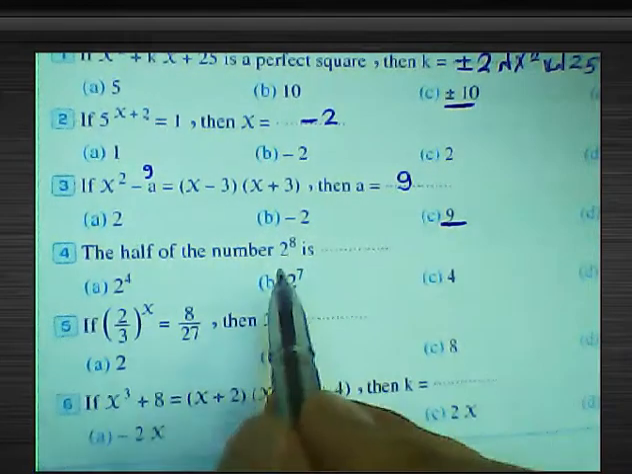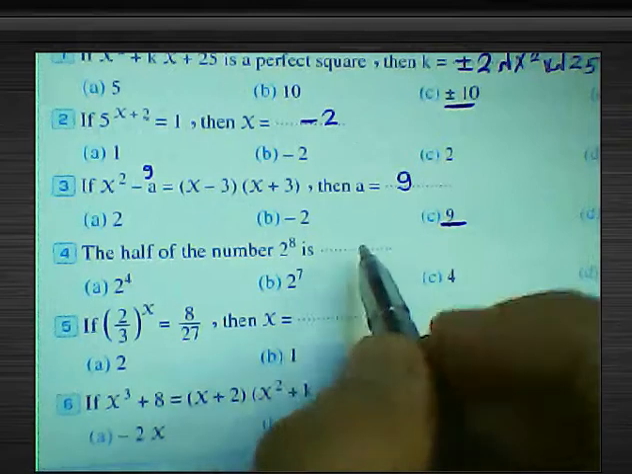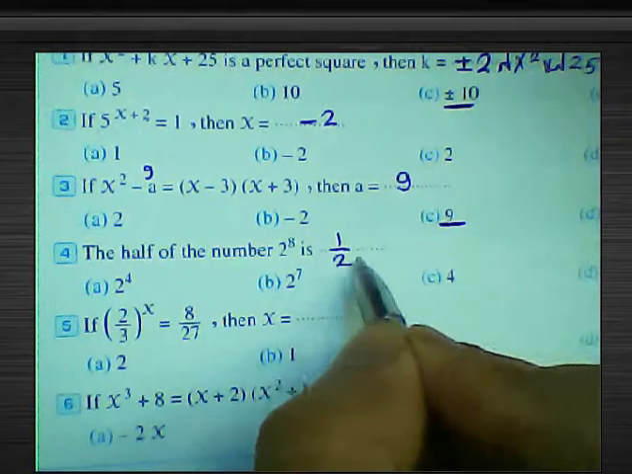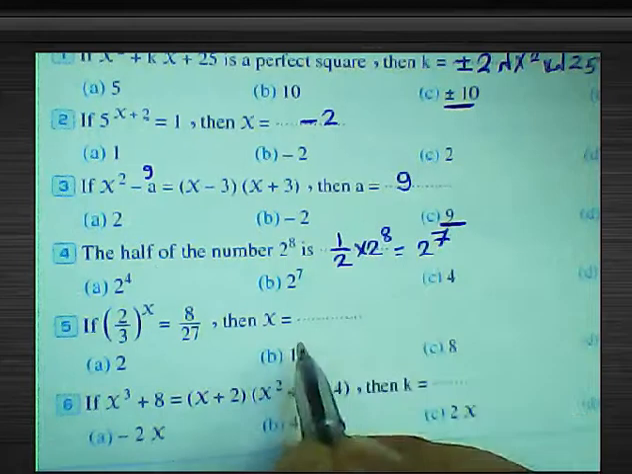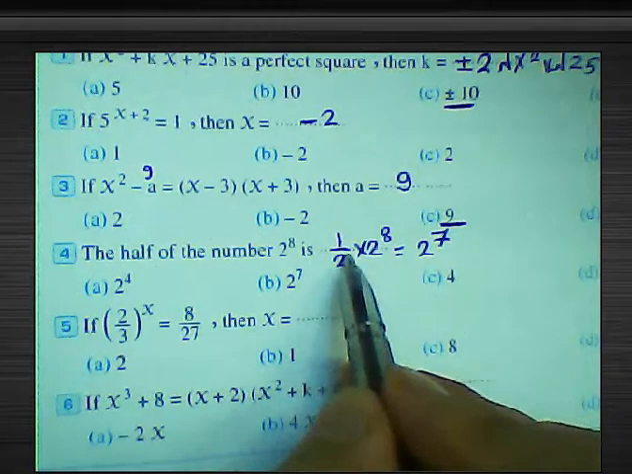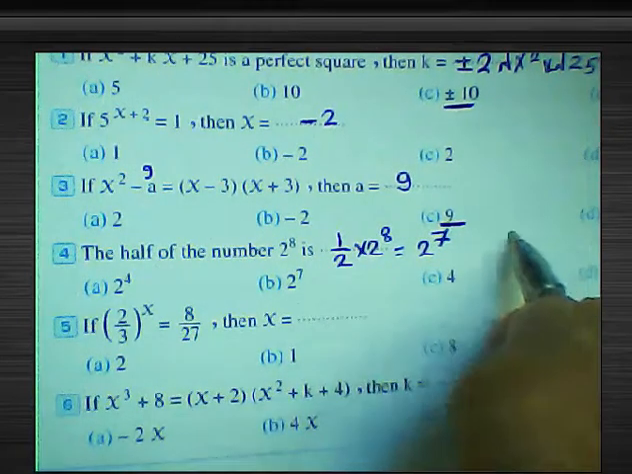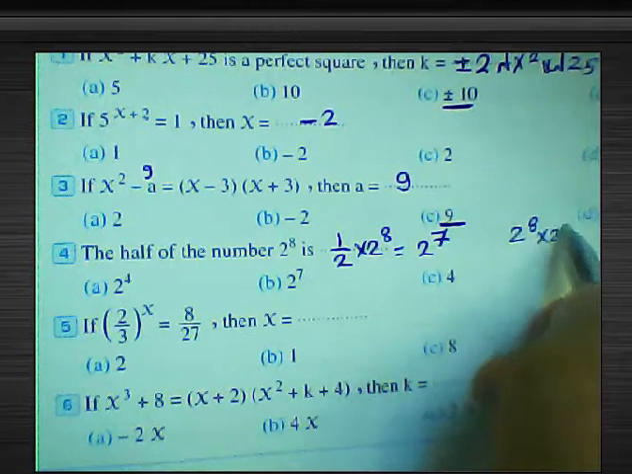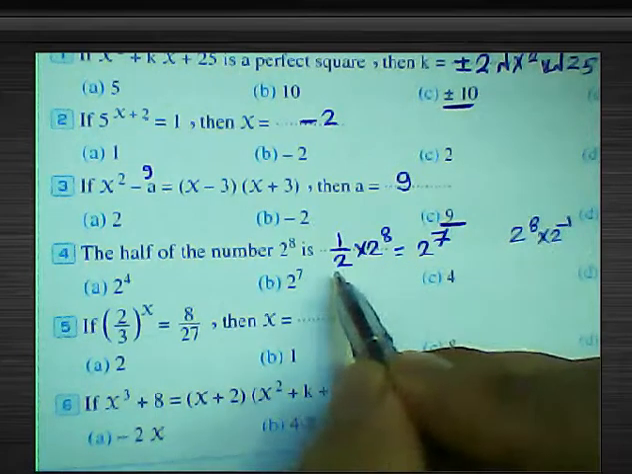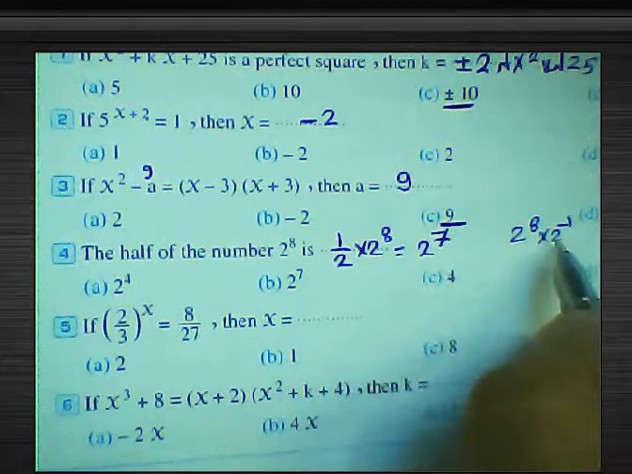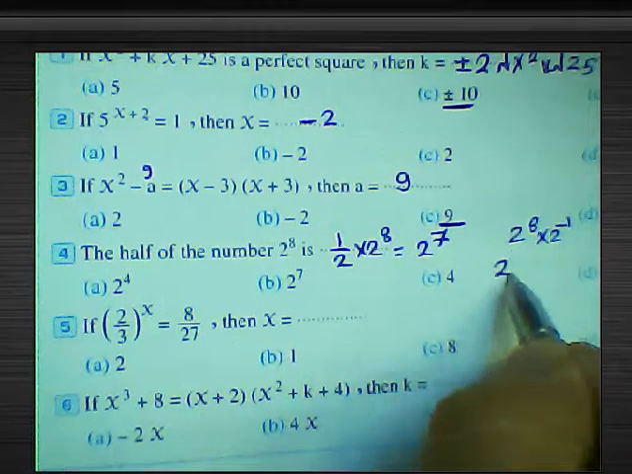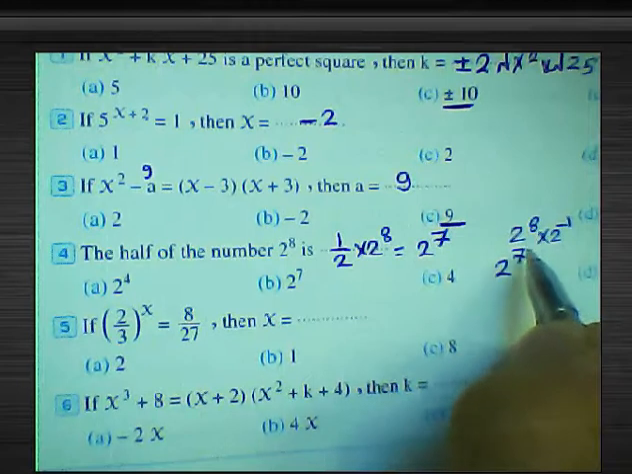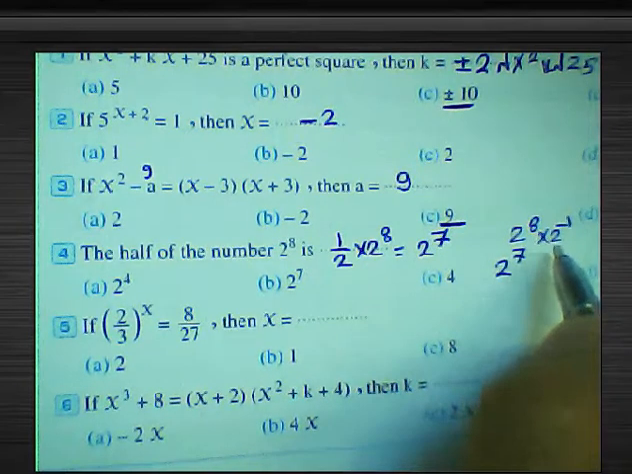The half of the number 2 power 8 is? Half of 2 power 8 equals 2 power 7 because 8 subtract 1 equals 7. It was 2 power 8 multiplied by 2 power negative 1. This is the inverse. Okay, 2 power negative 1 is the inverse of 2. So the result will be 2 power 7 because we multiply 2 terms and the base was similar.